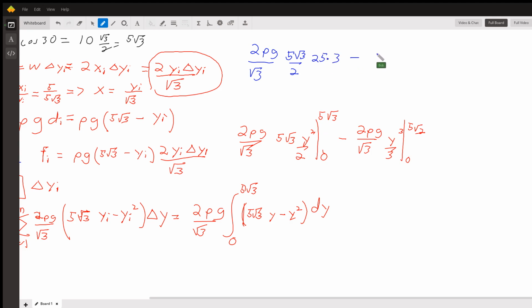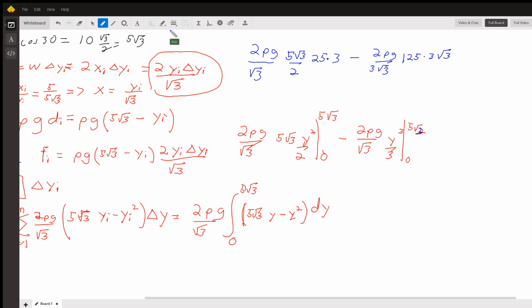That'll be minus 2 rho g over root 3 times y cubed over 3. Let me bring the 3 back here. So then we're going to have 5 times the square root of 3, that's supposed to be cubed. So 5 cubed is 125. And the square root of 3 cubed is really nothing more than 3 times the square root of 3. Well, now, isn't that convenient?